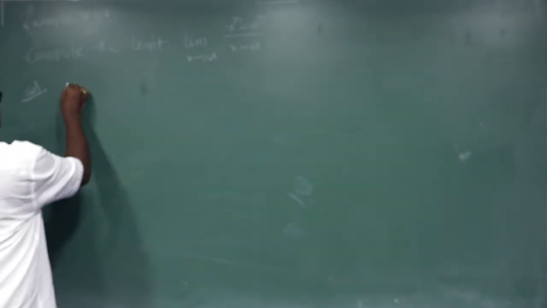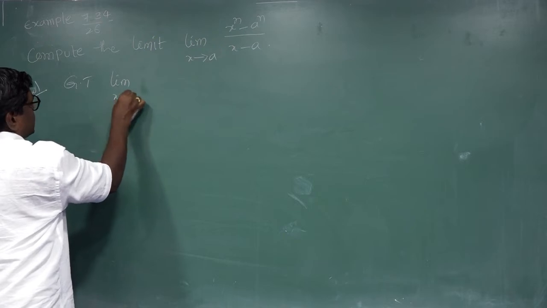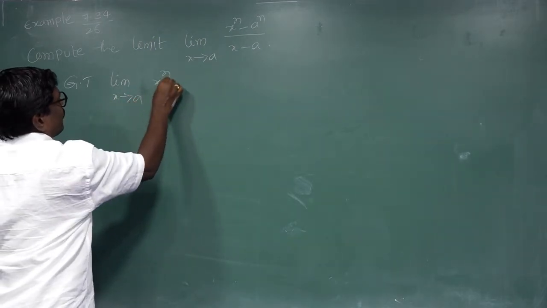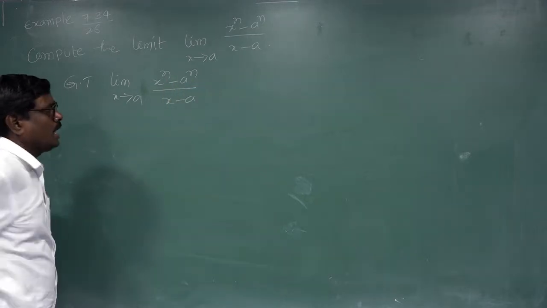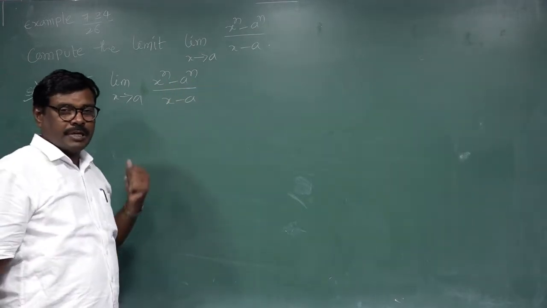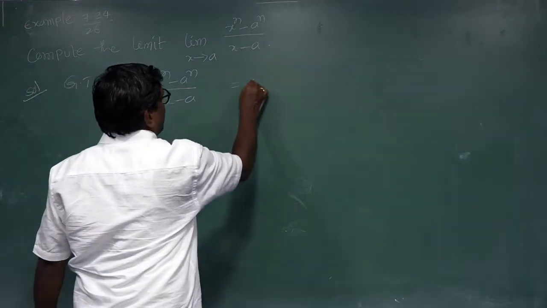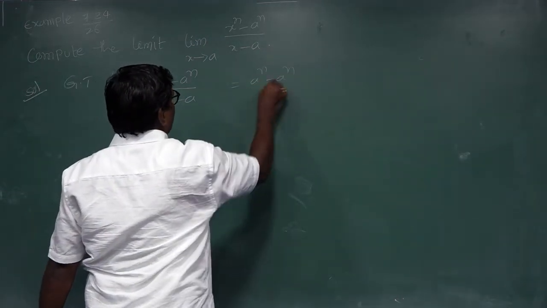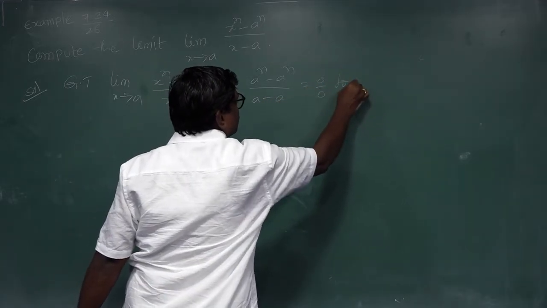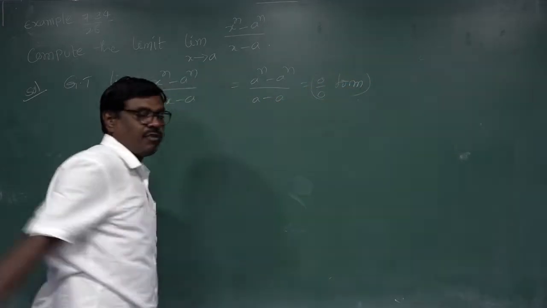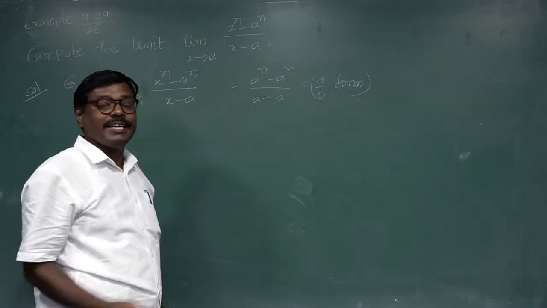Given the limit as x tends to a of (x^n minus a^n) by (x minus a). By direct substitution, x is replaced by a, giving (a^n minus a^n) by (a minus a), which is 0 by 0 form. This is an indeterminate form.